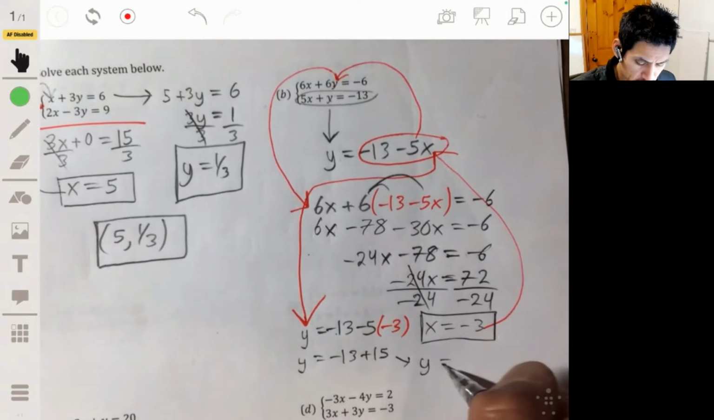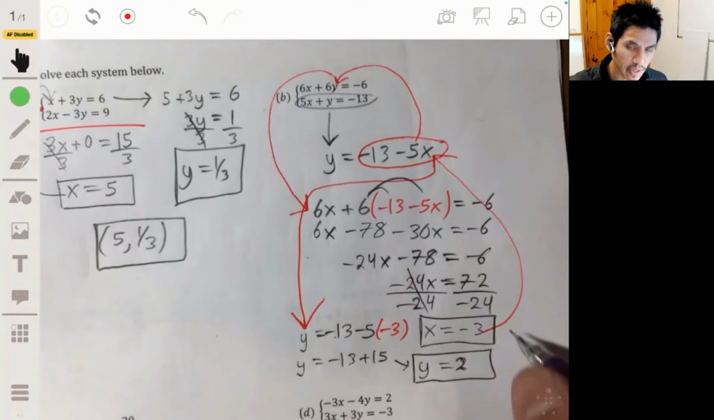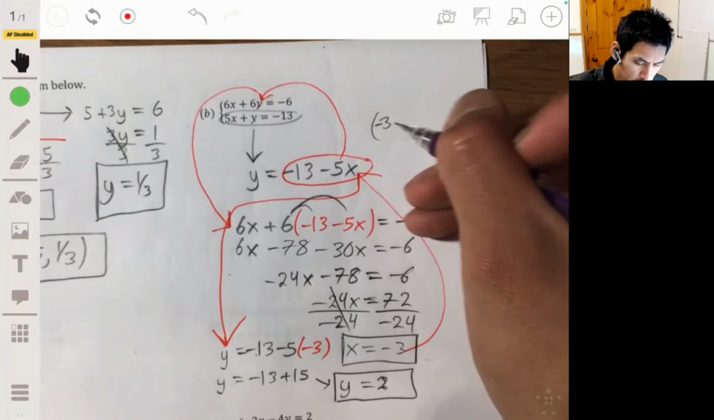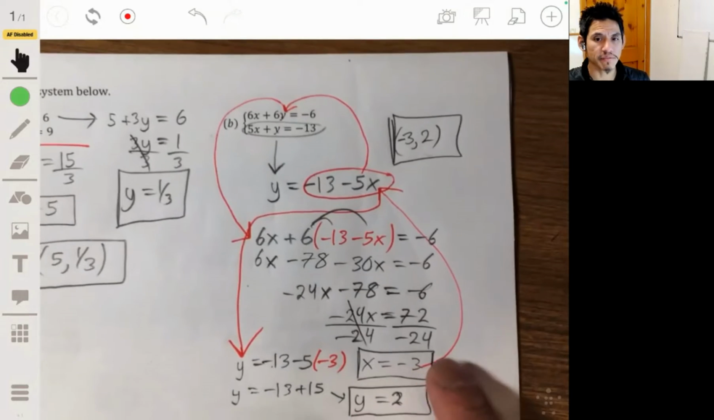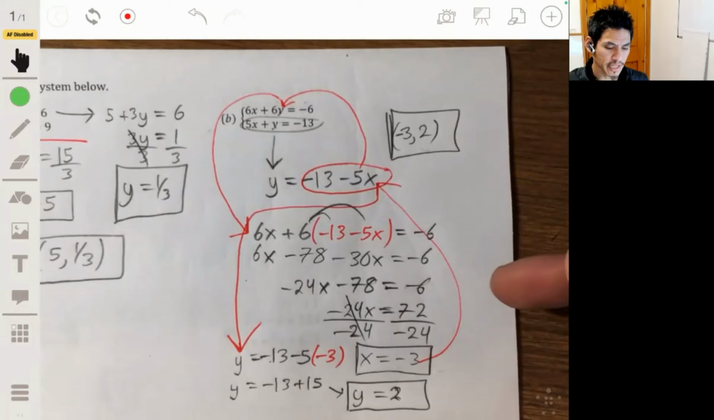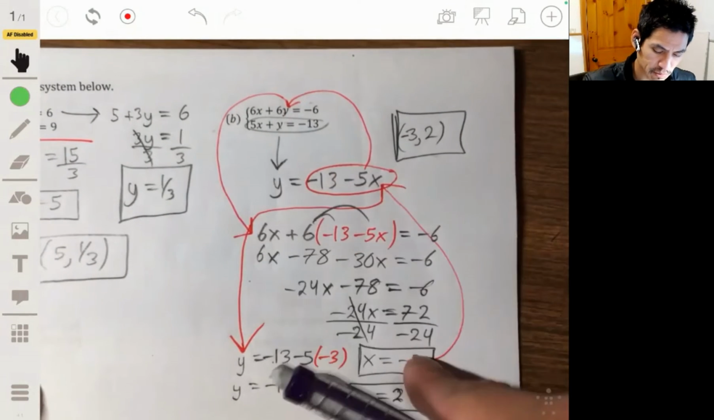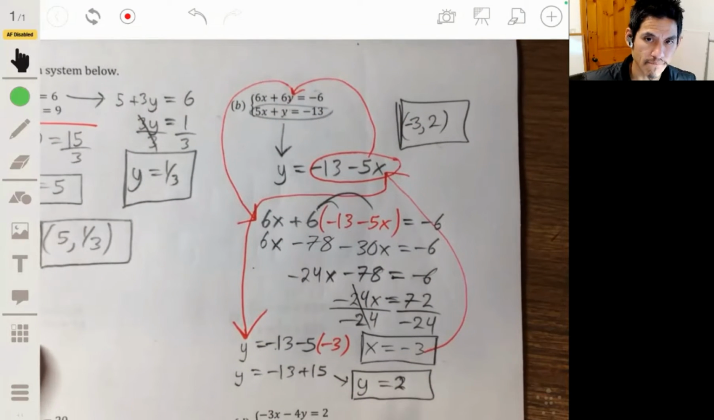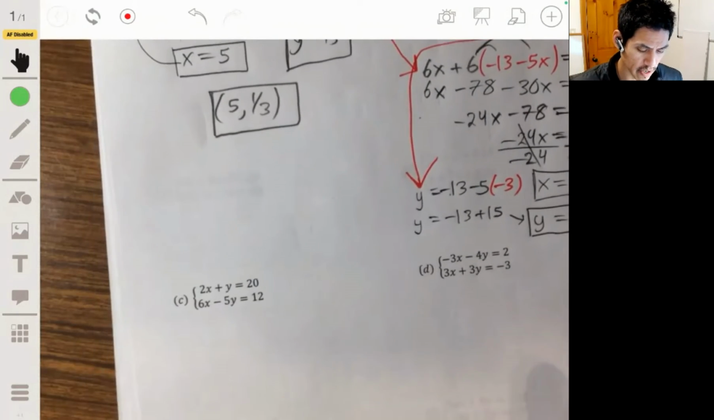And we'll get that y is equal to 2. And together, my solution would be the point, or the ordered pair, -3, 2. Don't make the mistake of plugging this -3 back into the top, because you're just going to recycle and get a pointless equation, because that's where we got this from. So plug it into the other equation. All right, next one.